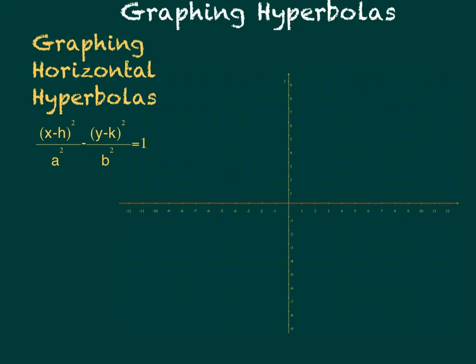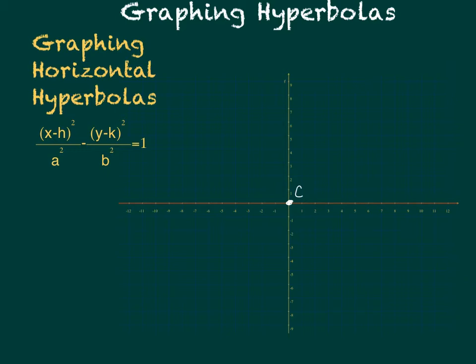Graphing hyperbolas. To graph horizontal hyperbolas, we will be graphing the equation (x minus h) quantity squared over a squared minus (y minus k) squared over b squared equals 1. So we're going to have our center somewhere. Keep in mind the center is not always going to be at (0, 0), but in this case it is. This is going to be our center point.